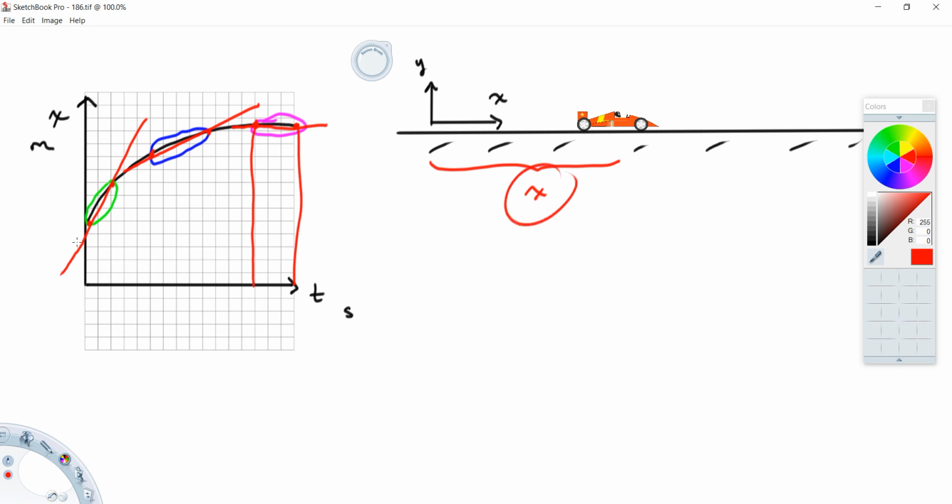So that car was moving to the right reasonably fast in this green region. In this blue region, it had slowed down considerably. And here in this pinkish region on the graph, the car's not moving at all. So this would indicate a car that was originally moving to the right, but slowed to rest. The purpose of this video is just to go through examples of how to interpret these position graphs.